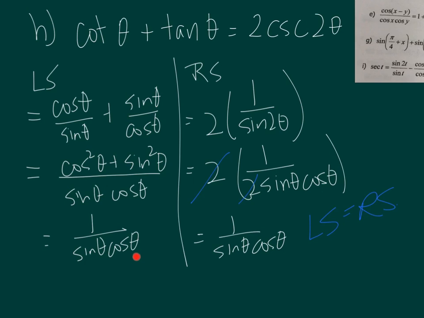This is nice and simple looking, so I think I'll work the right side. The right side says 2 cosecant 2 theta, so that's the same as 2 times 1 over sine 2 theta. And then sine 2 theta is equal to 2 sine theta cos theta from our formula sheet. And then these two cancel, and I end up with 1 over sine theta cos theta, which is the same as the left side.